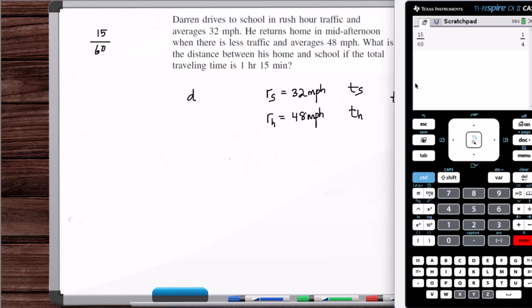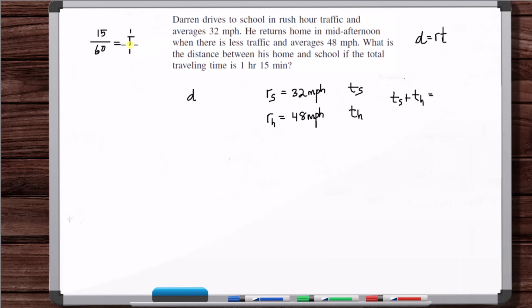One-fourth. Okay, so this is 1.25. This is 1.25 hours. Okay, so TS plus TH is 1.25. And again, we're leaving this in hours because we're working with miles per hour. So when we're multiplying things by these rates, we want it to be in hours.